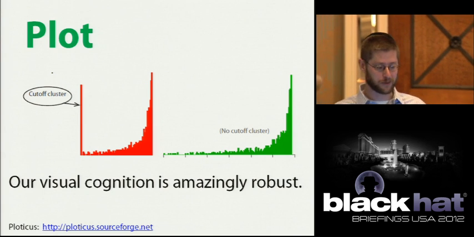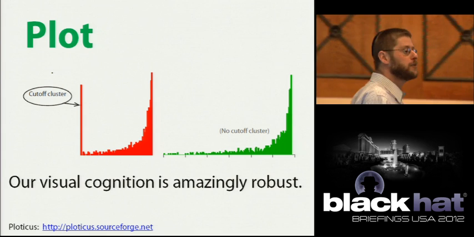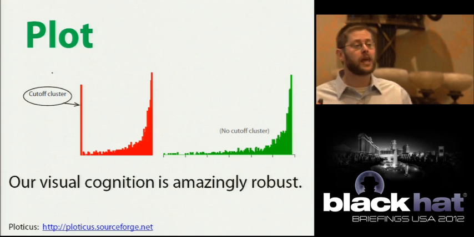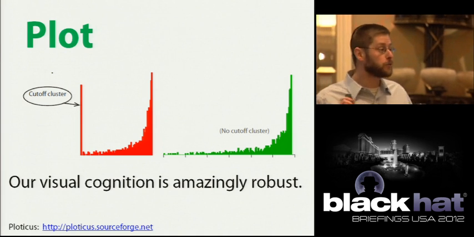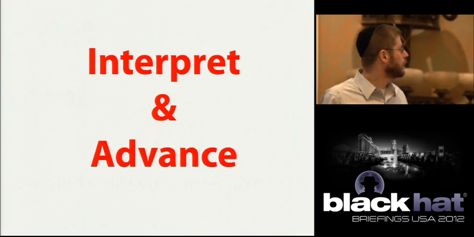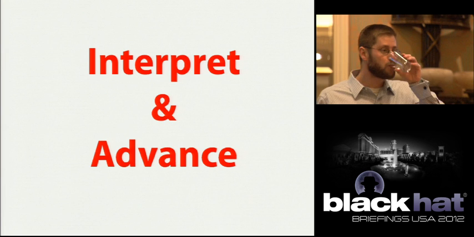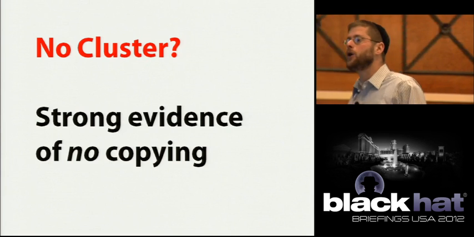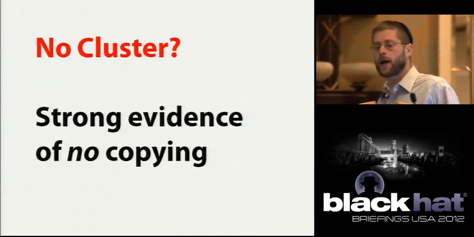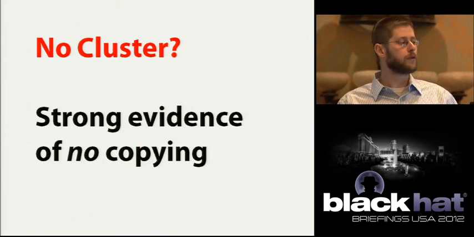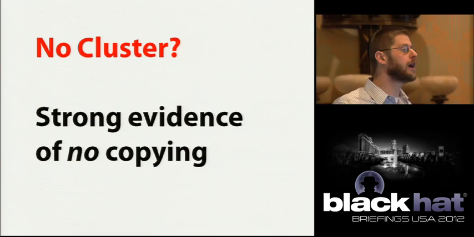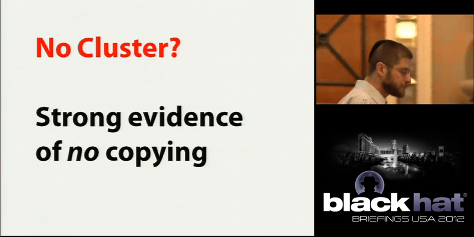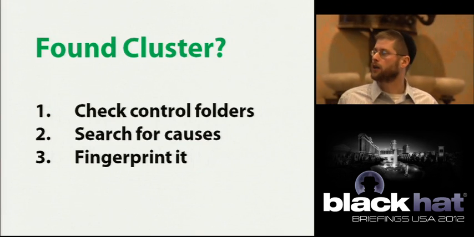Okay, so now you have these plots, and you've looked at your folders, and you either see cutoff clusters or not. Don't make the mistake of assuming anything at this point. A cutoff cluster is not proof of copying. We have to advance the investigation forward. And these are steps that I call interpret and advance. If we don't see a cluster, that's strong evidence that there was no copying. We see this typical heavy-tailed histogram with no clusters, so we have very strong reason to believe no copying took place. If we do see a cluster, we're not done.